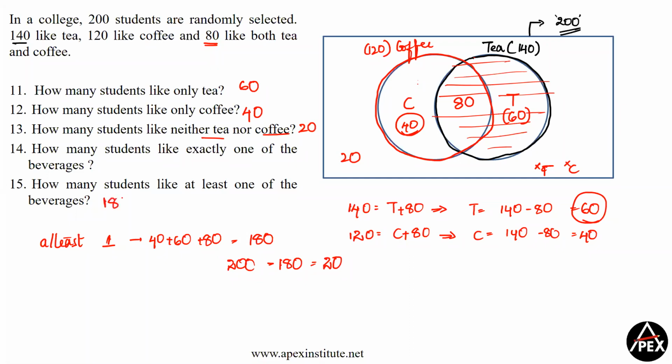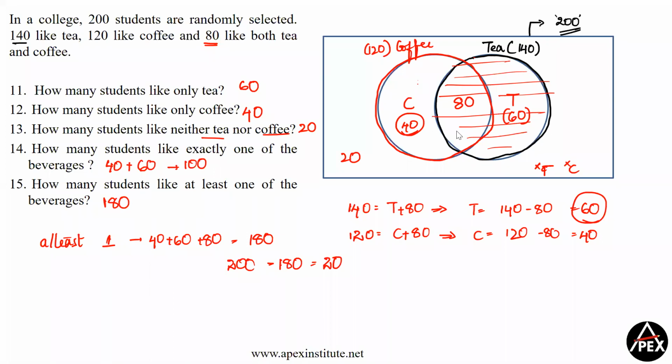This question is 180. How many students like exactly one beverage? So we have 40 plus 60. These 40 like only coffee, and these 60 like only tea. So the answer is 100. Sorry, this is 120, not 140. This is 120. Clear, guys? Any doubts? Quick responses, please.